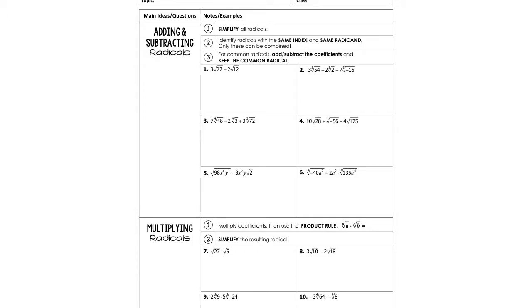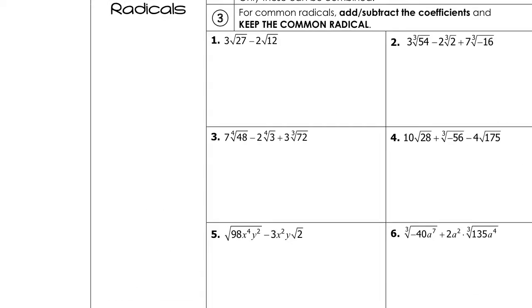Today we're going to take a look at how to add or subtract radicals. But before we begin with actually adding or subtracting a radical, I want to spend just a few minutes discussing a little bit of vocabulary. It will make the steps for solving a little bit easier to understand.